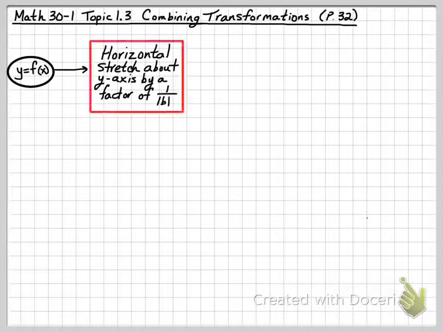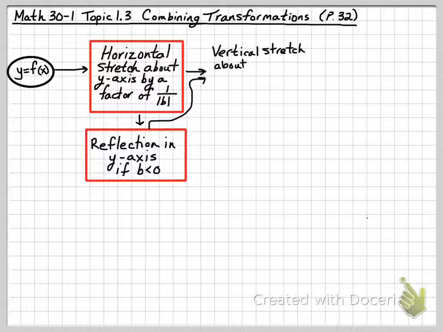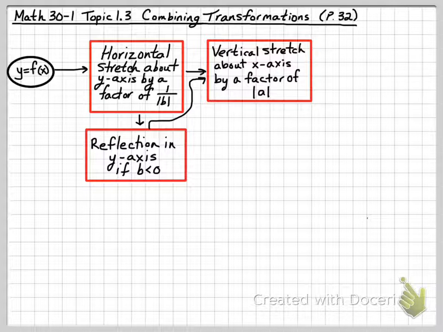That's going to be about the y-axis by a factor of 1 over b. Now, if b is negative, there's also going to be a reflection in the y-axis. After that, we're going to do our vertical stretch. Now the vertical stretch is straightforward. That's going to be about the x-axis by a factor of the absolute value of a, meaning if a is negative, there's also going to be a reflection in the x-axis.